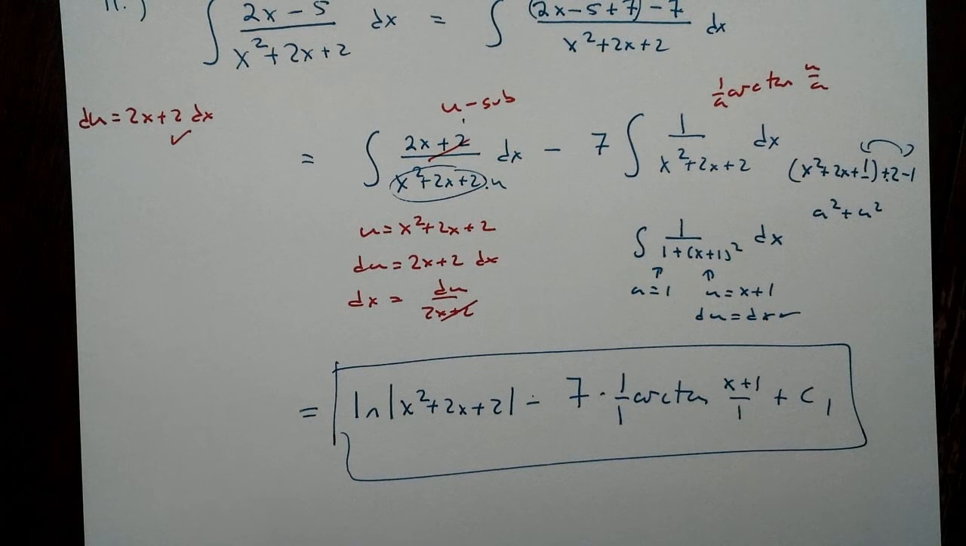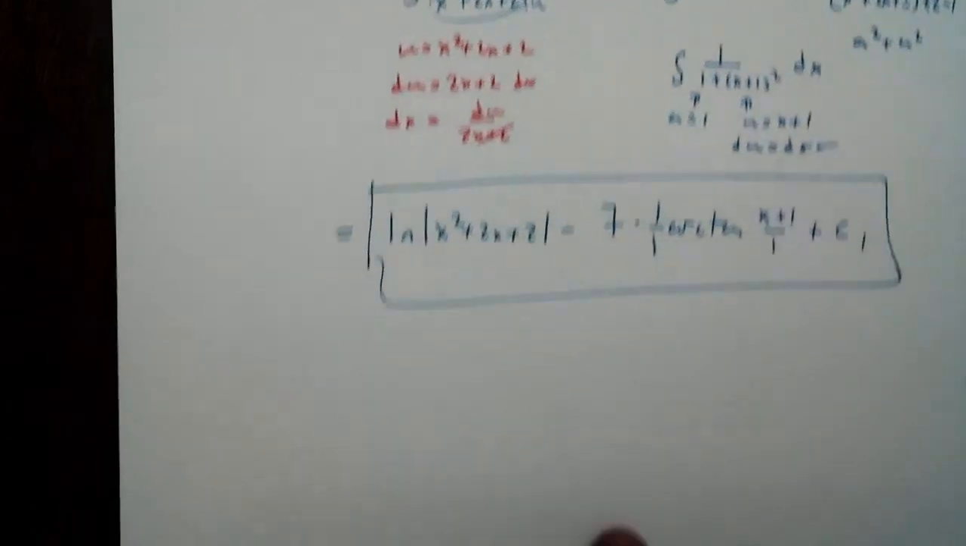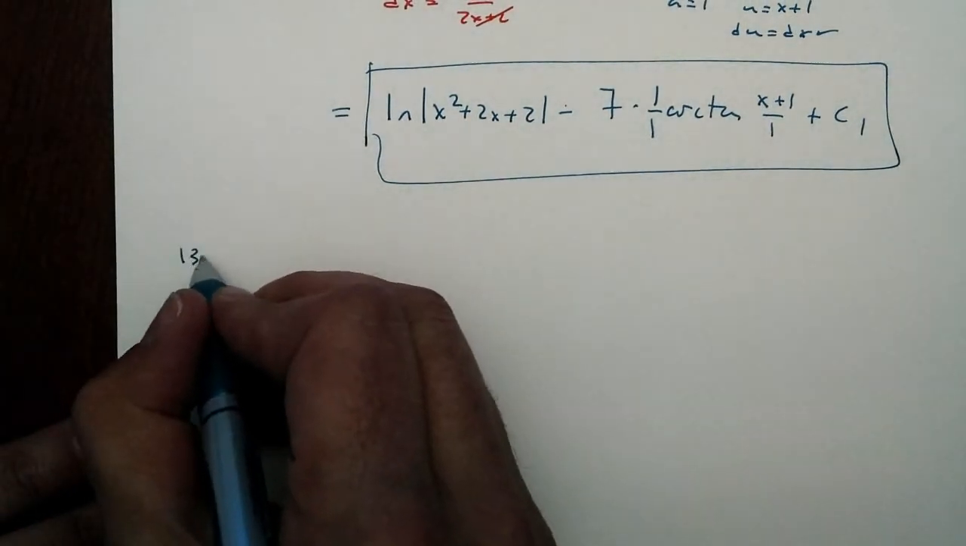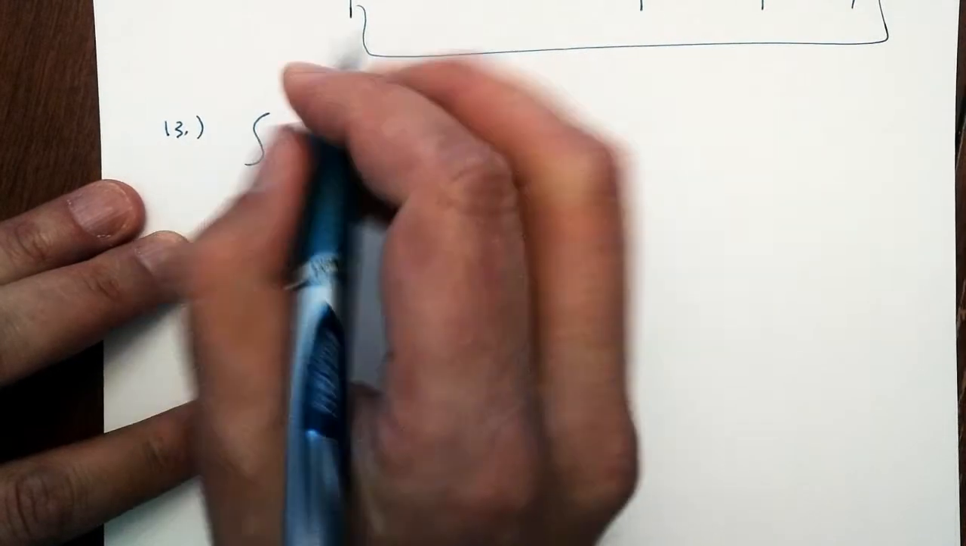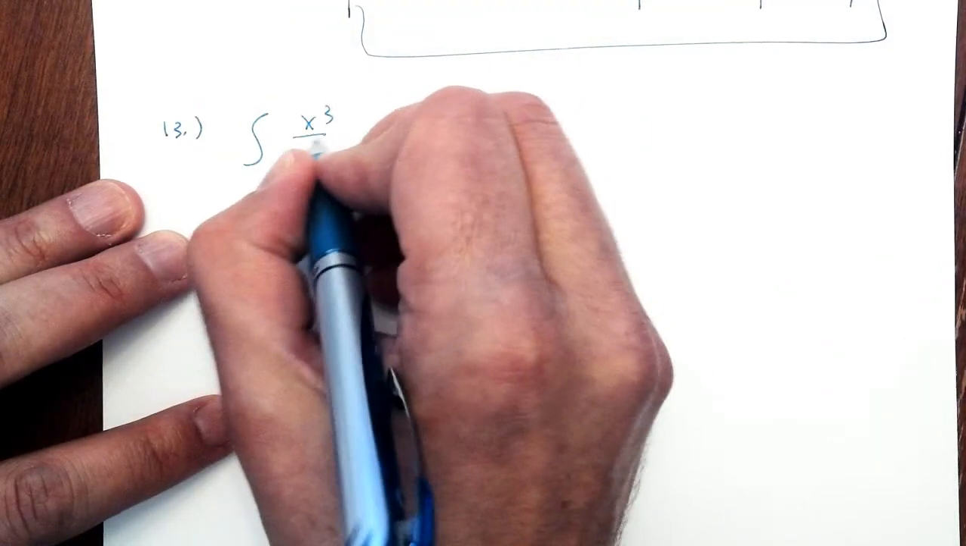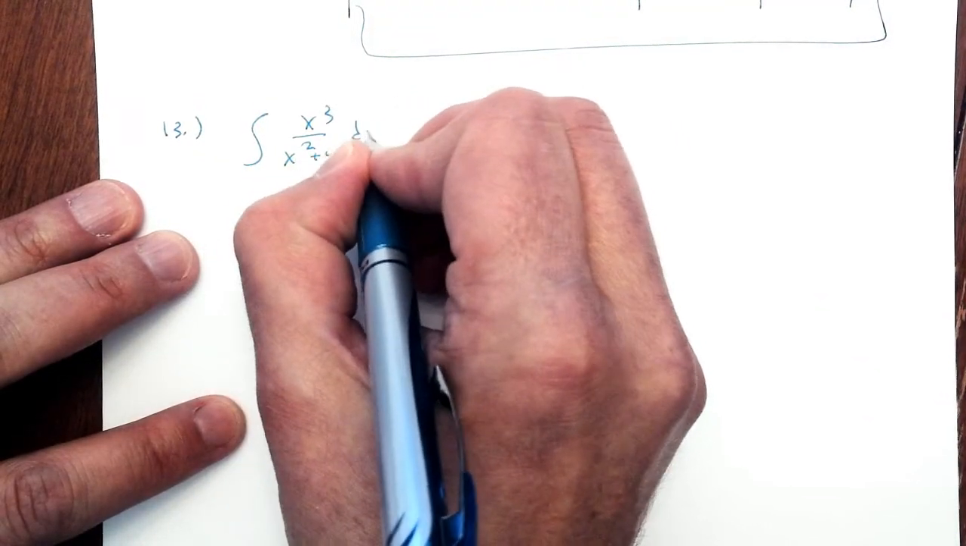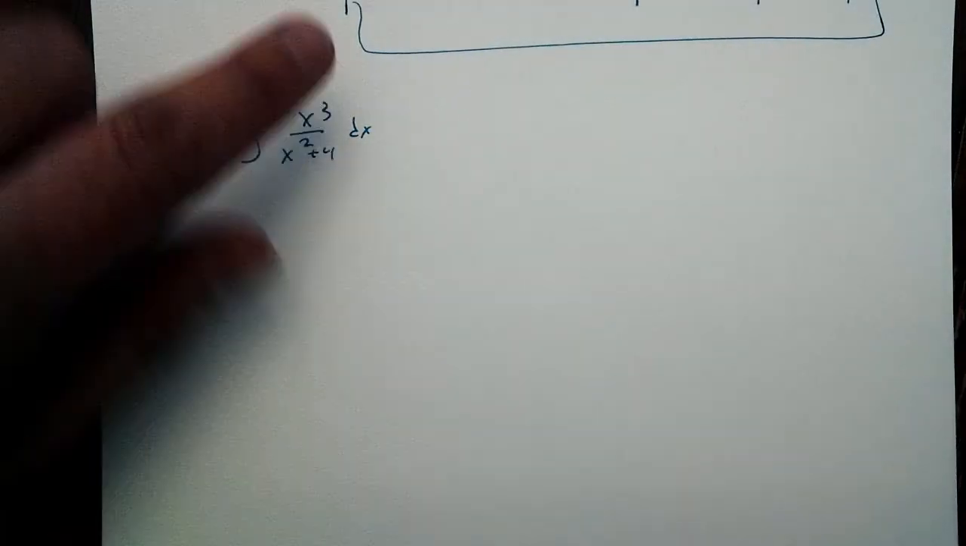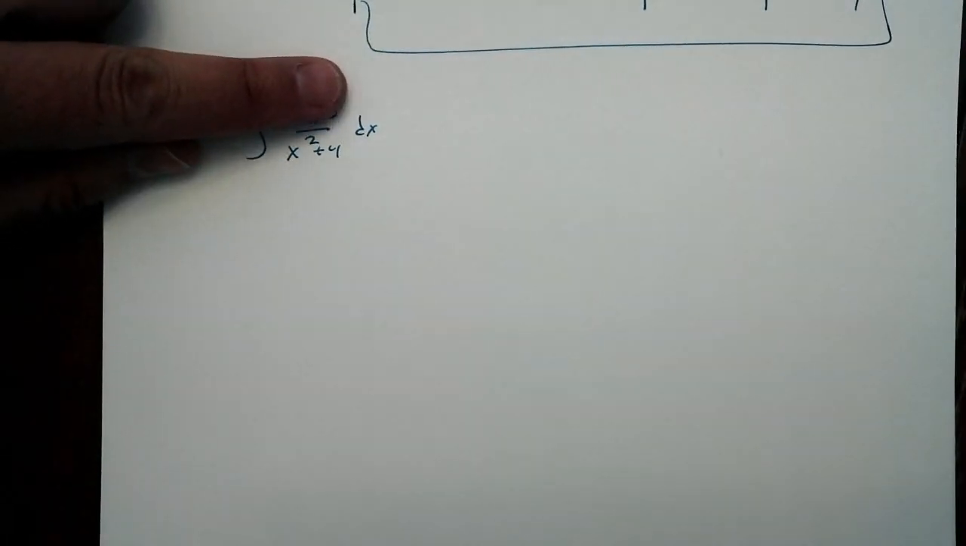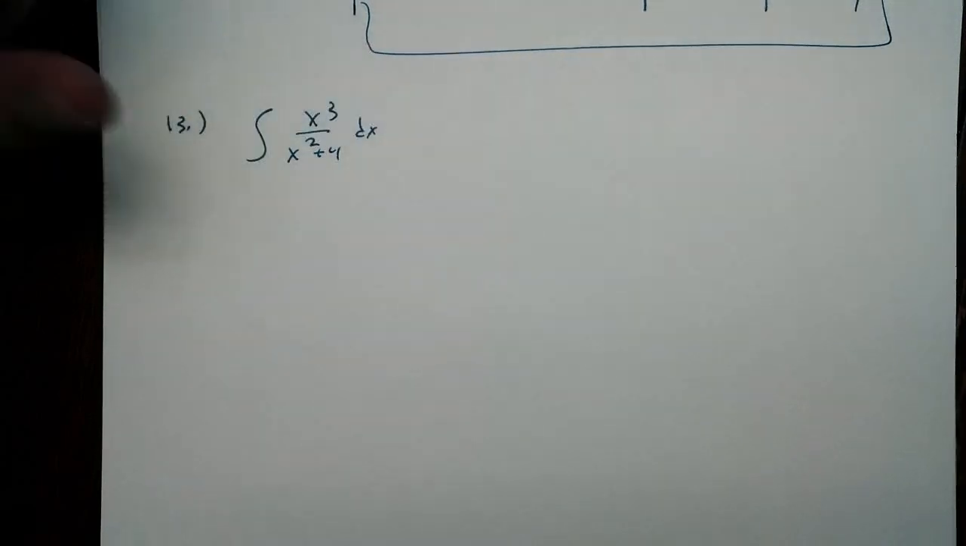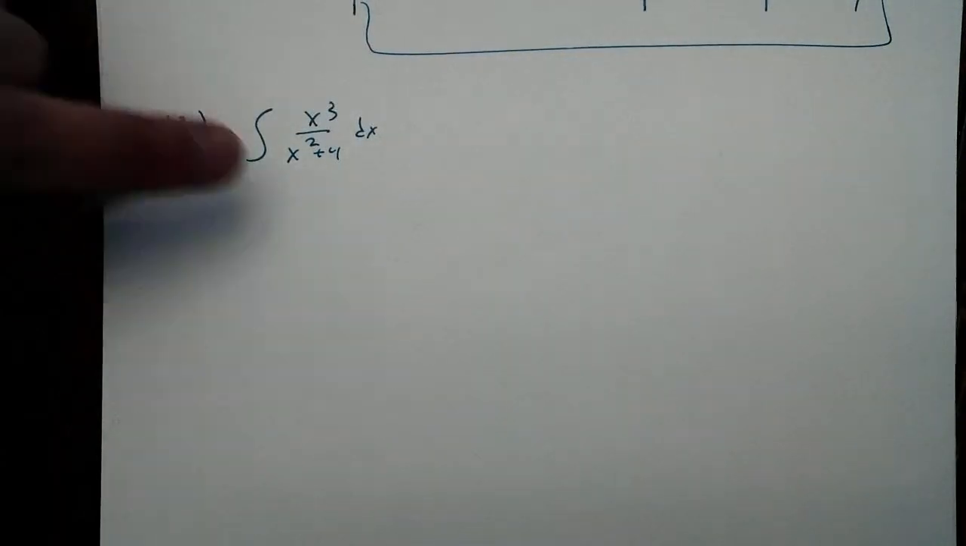All right. The last one I want to start with, let's see if we have time here, is number 13. And we might have enough time for this one. We have x cubed over (x squared plus 4) dx. Now again, this looks like it might be arctangent if that was a 1. However, it's not arctangent because I don't have a 1 on top or a constant.